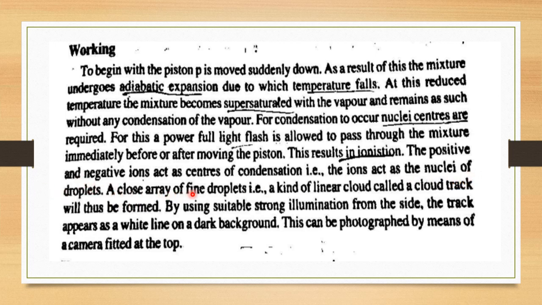A close array of fine droplets, that is a kind of linear cloud called a cloud track, will thus be formed. By using strong illumination from the side, the track appears as a white line on a dark background. This white line is the condensed vapor formed on the ions. This can be photographed by means of a camera fitted at the top. This is the working.